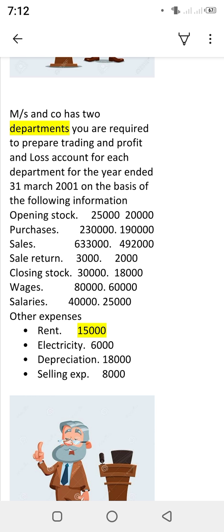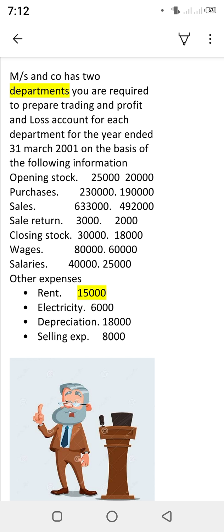Sales 6,33,000 for department A, 4,92,000 for department B, and it will appear on the credit side of the trading account. Sales return, the same as we have done in the last question: deduct sales return from the sales, but no need to draw a separate column for it. You will do it in the same column by putting brackets on it. Closing stock 30,000 and 18,000 will appear on the credit side of the trading account. Wages 80,000 for department A and 60,000 for department B appear on the debit side of the trading account. Why? Because it's related to purchases.